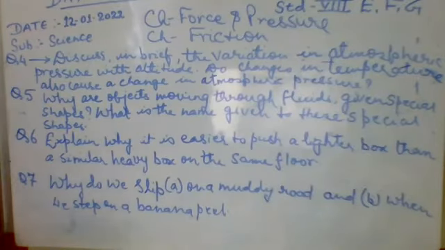Friction is necessary for walking. When we step on a banana peel, it reduces the friction between the feet and the surface. This is the reason why we slip when we step on a banana peel. And what about the muddy road?